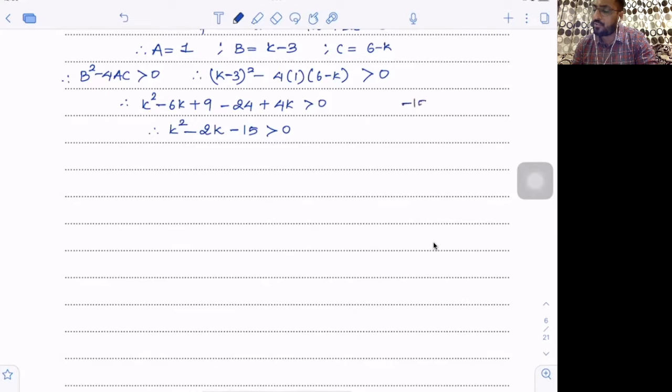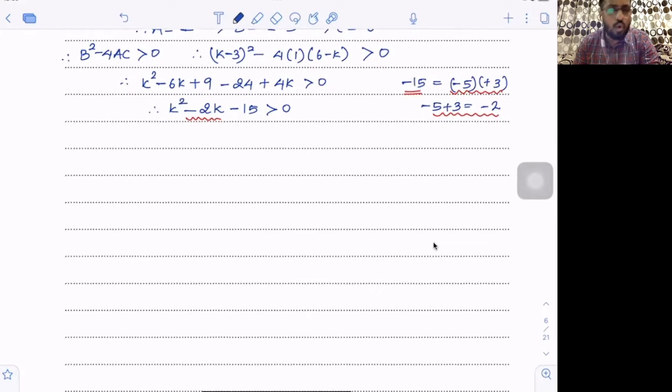So minus 15 will have factors minus 5 multiplied with plus 3, right? Minus 5 and plus 3, if you add, you get minus 2. So you can easily understand minus 2k is the middle term, and the factors of minus 15 are minus 5 and plus 3. So I'm going to write k square minus 2k minus 15 as (k minus 5) multiplied with (k plus 3) is greater than 0.